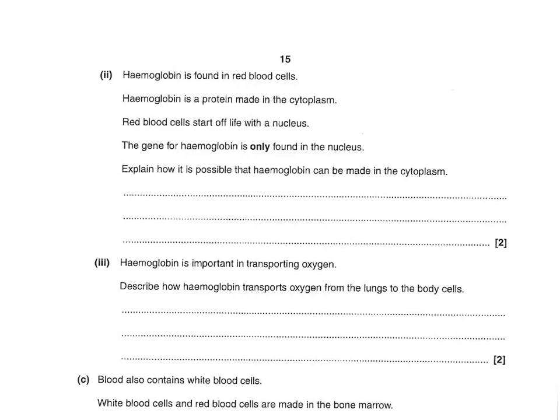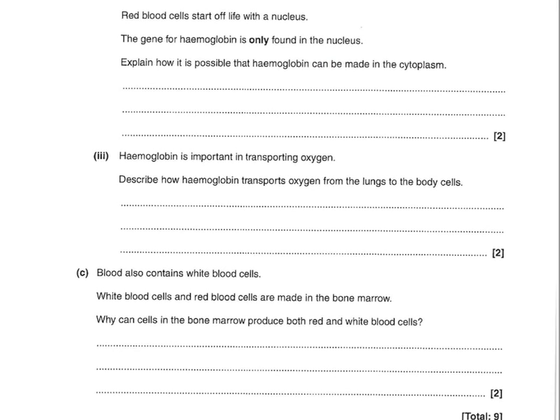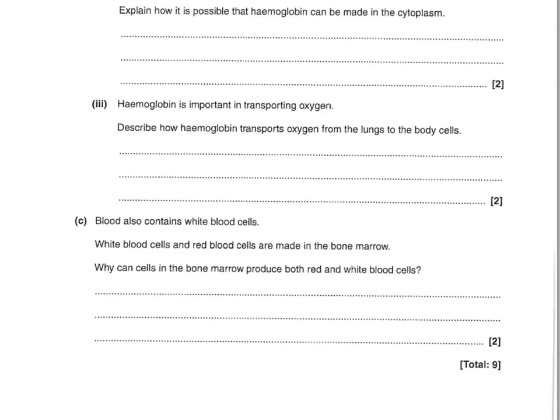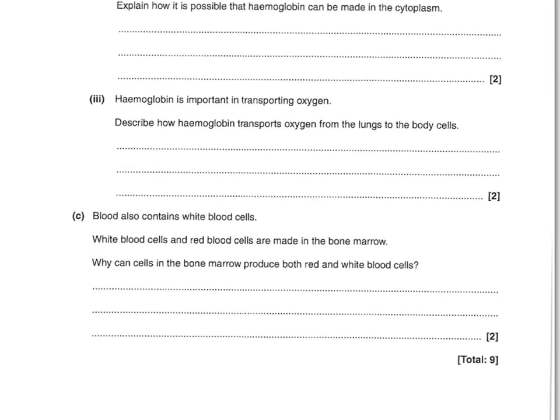And then hemoglobin is important in transporting oxygen. Describe how hemoglobin transports oxygen from the lungs to the body cells. So you can say, first you have to mention oxyhemoglobin for 1 mark. And then you can say the breakdown of oxyhemoglobin happens in tissues or cells to release oxygen. Or you can say that oxyhemoglobin dissociates, releasing oxygen, for those 2 marks there.